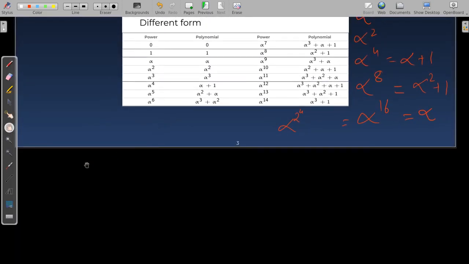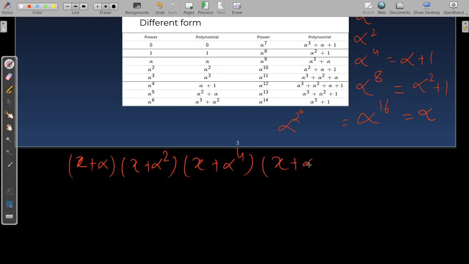So we are basically going to calculate (x + α)(x + α²)(x + α⁴)(x + α⁸). Now I am going to multiply x + α and x + α², and here I am going to multiply these two together. So if I multiply this together, I will end up with x² + α² x, right? And then you will have α³ here.